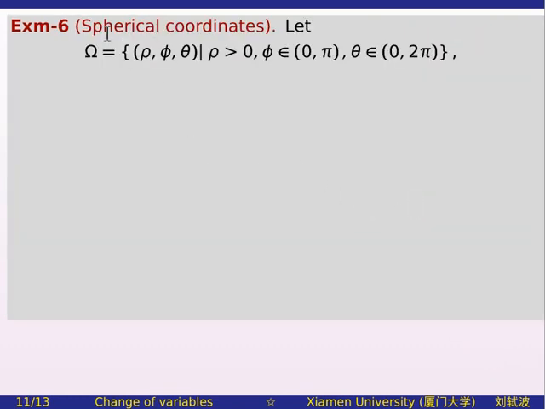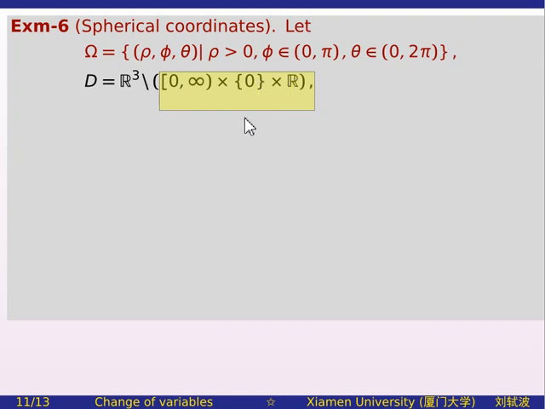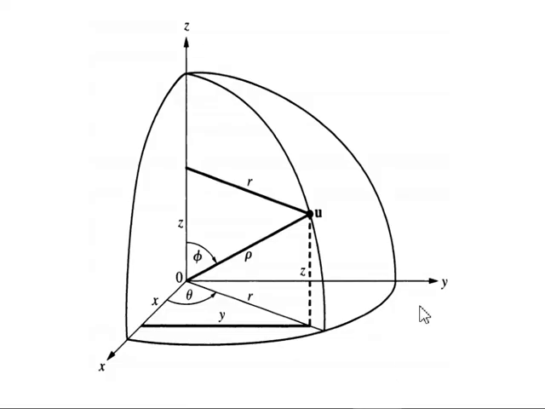Next, we consider the spherical coordinates. The domain in rho phi theta space is denoted by omega. Here rho is positive, phi is from 0 to pi, and theta is from 0 to 2 pi, open intervals. The corresponding domain in the xyz space R3 is, removing this, also a half space: x is non-negative, y is 0, and z is free. So for this we have this picture.